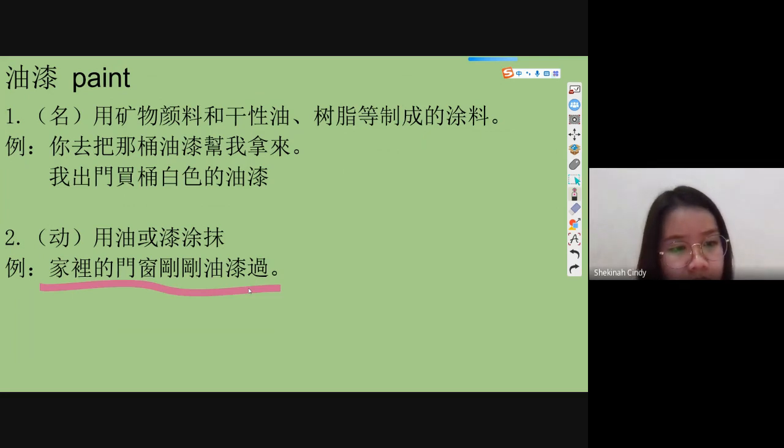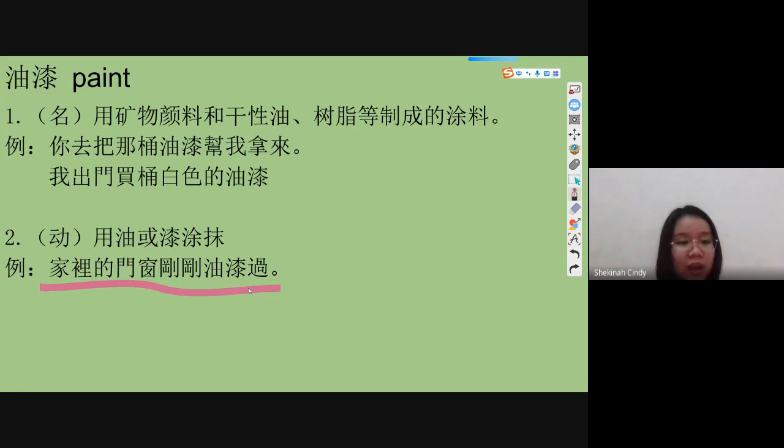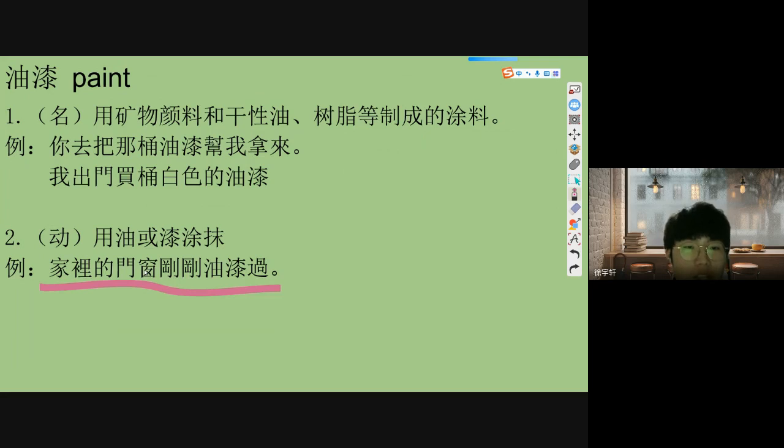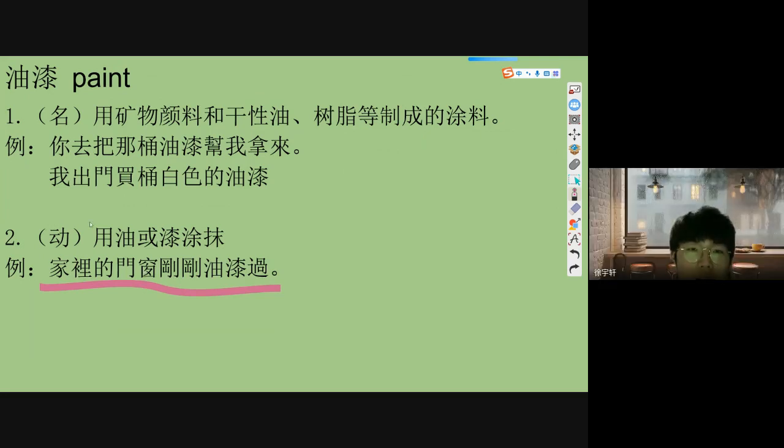家里的门窗. What is 门窗? The door and the window. So the door and the windows inside the house have just been painted. Yes, correct.